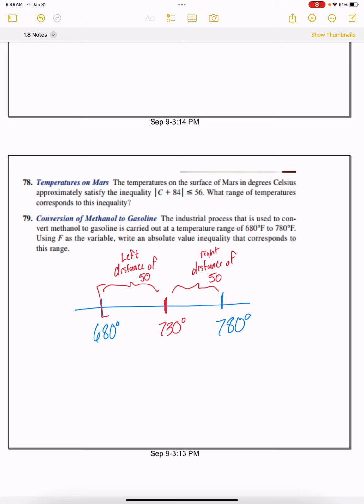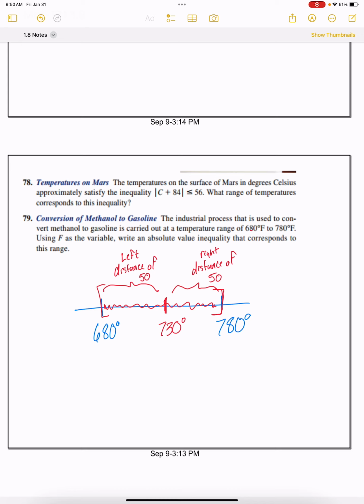Can it equal that? Yeah, it can equal that. All the way to 780, and it can equal that too. So it can't be beyond that. It has to be less than that 50. Can't be more than that distance of 50 away from it. Has to be less than that 50.